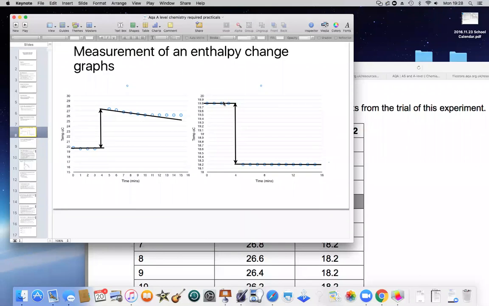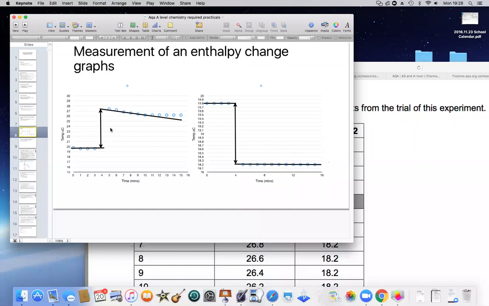For the other reaction, the dissolving of the hydrated copper sulfate, you can see it's endothermic. We have a temperature drop and it stays steady. Again, that's a bit of a surprise, really. You would expect it to start gradually increasing. But you can only go off the data you've been given, so that's how you determine your energy change there.